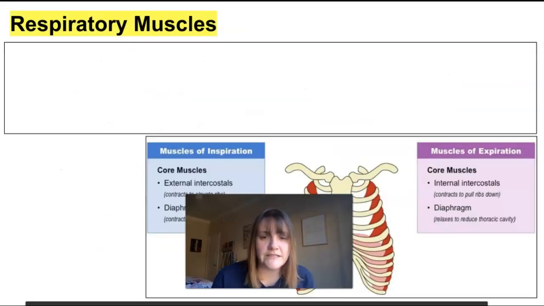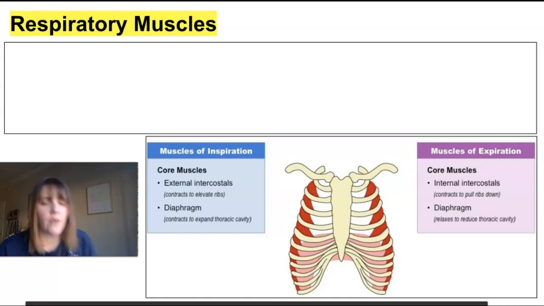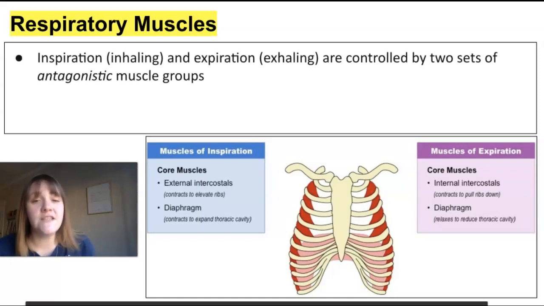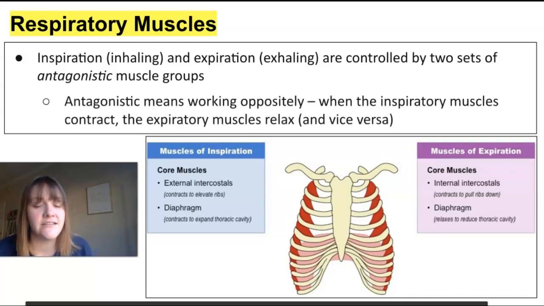All right, sweet. So now we're going to talk about what muscles are involved in this movement of air. Inspiration, which is inhaling, and expiration, which is exhaling, are controlled by two sets of what we call antagonistic muscle groups. They're called antagonistic because they work oppositely. So when your inspiratory muscles are contracting, your expiratory muscles are relaxing, and vice versa. This is basically a summary of the muscles I'm going to teach you about. And you can come back to this slide if you need to.